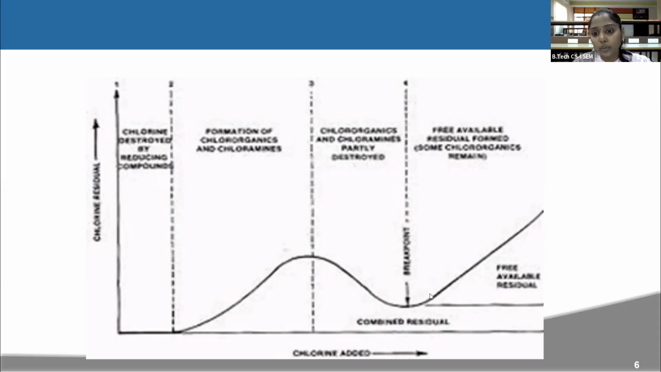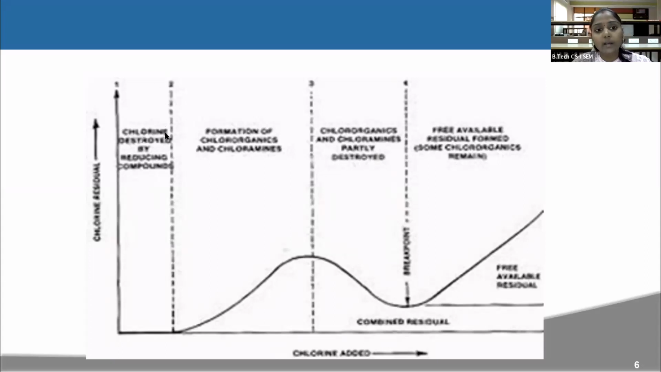Later, if you add some more chlorine, this point is called the breakpoint of chlorination. It means it kills all germs and microorganisms. At a certain point it kills all the germs and microorganisms, and it removes all the organic matter. That point is called the breakpoint of chlorination.